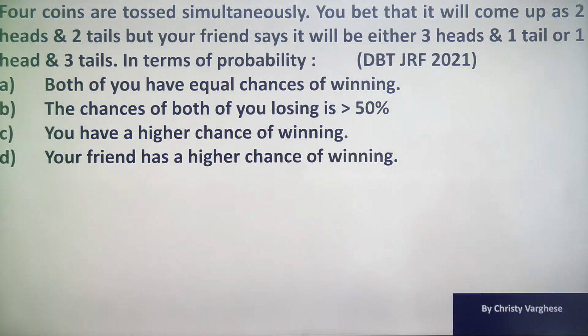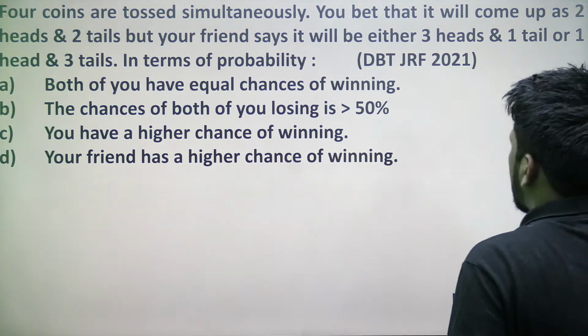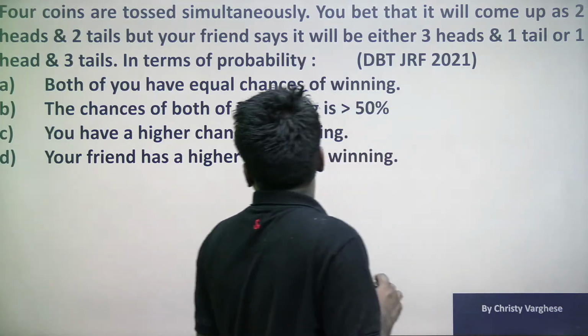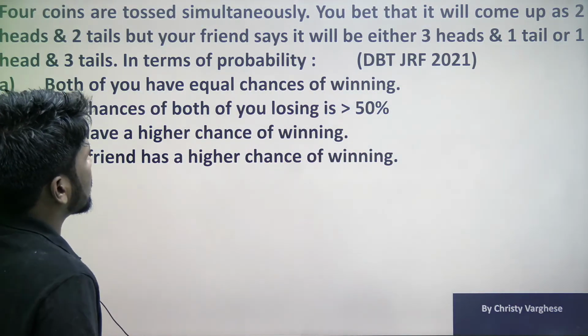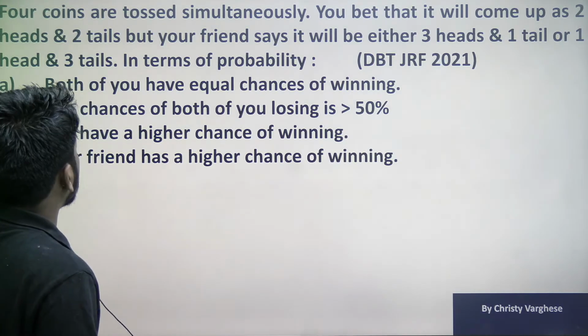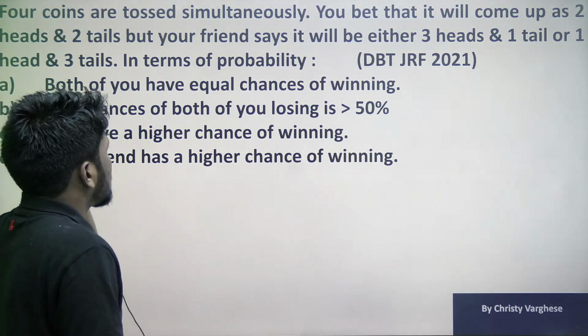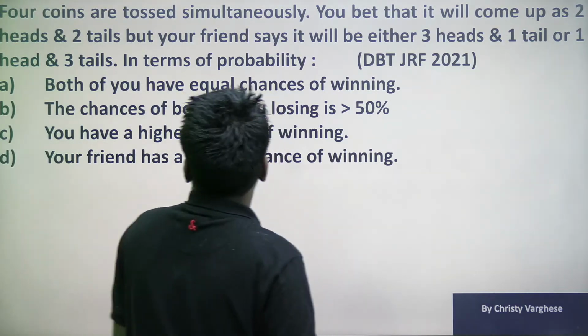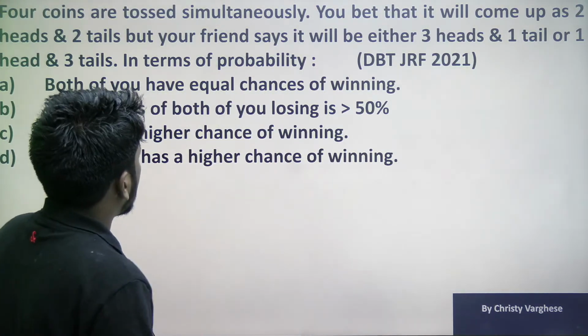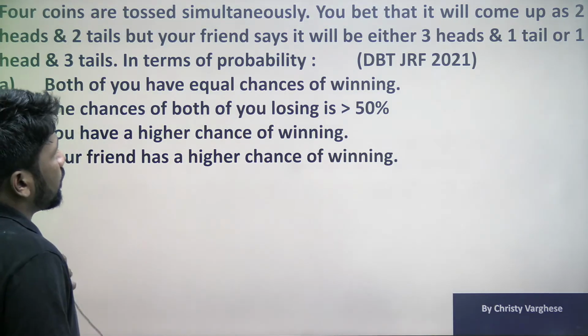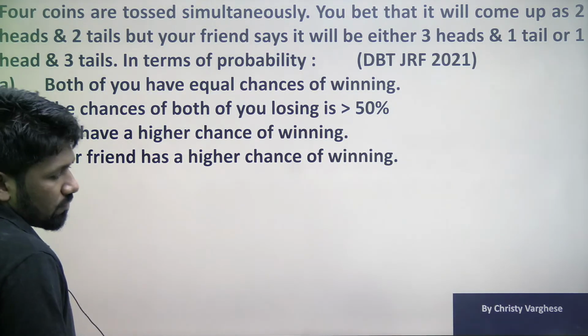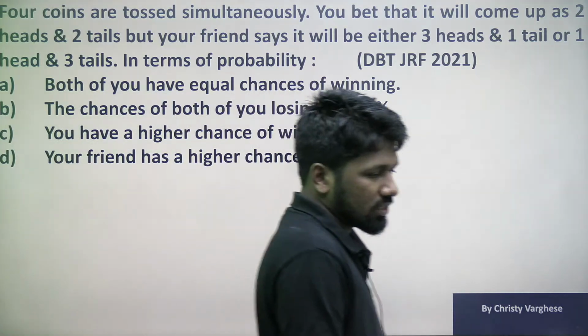So this question was asked in the 2021 DBT JRF exam. 4 coins are tossed simultaneously. You bet that it will come up as 2 heads and 2 tails, but your friend says it will be 3 heads and 1 tail, or 1 head and 3 tails. In terms of probability, the options are asking who has a higher chance of winning the bet, you or your friend. That is the question.